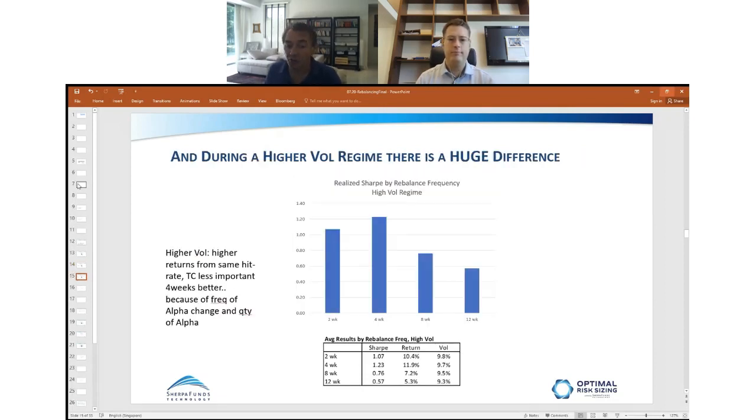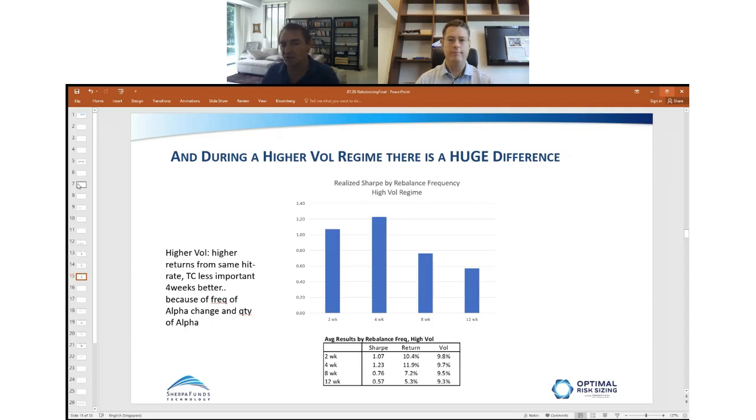If you have a higher vol regime, first of all, of course, you're going to get overall higher returns, because with the same hit rate, when you're right, it's a higher vol, things are moving more, you're going to make more money. Transaction costs will be less important, but you can see that the 4-week rebalance starts becoming clearly better than the 2- or the 8-week. And that is a function of the frequency of your view changing and the quantum of your alpha. We'll see how that all interacts later on.